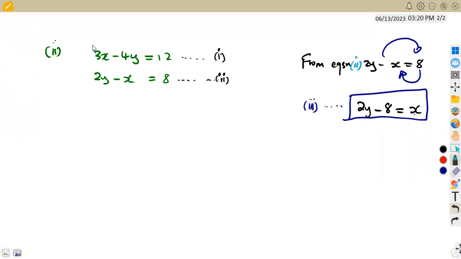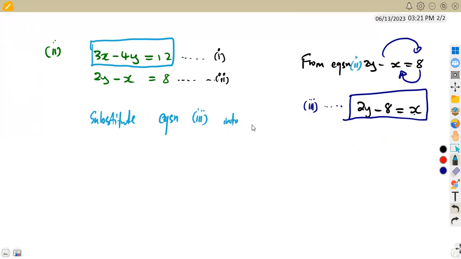No, we are going to substitute into the first equation the expression that we have here in terms of x. Where there is x in equation 1, we are going to substitute the x that we have in equation 3. So let's just write it this way: equation 3 into equation 1.